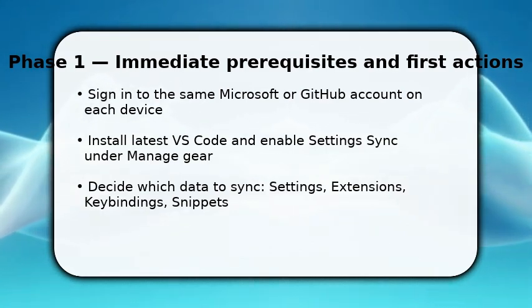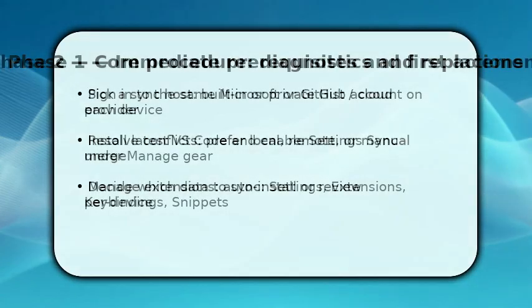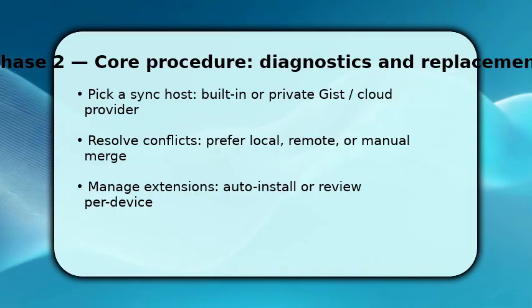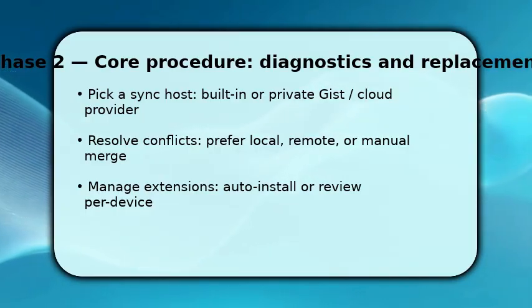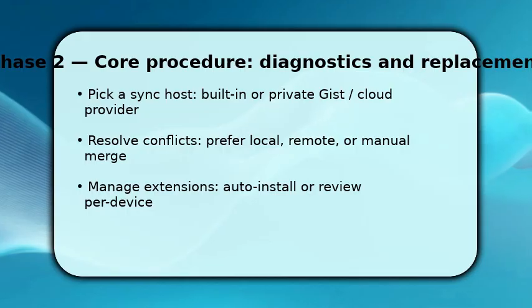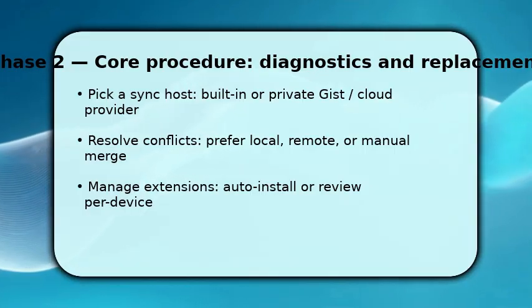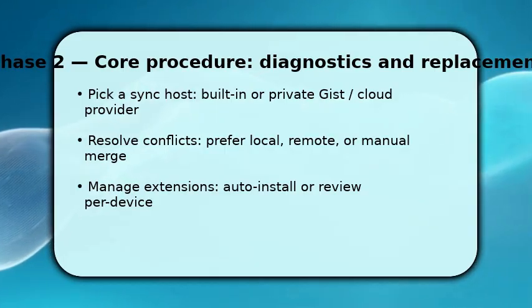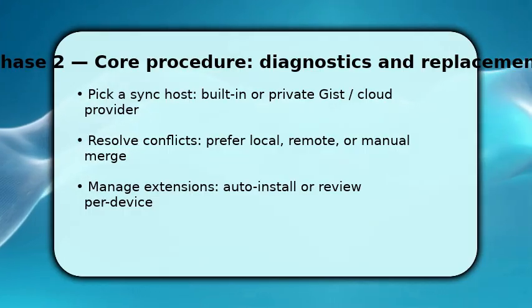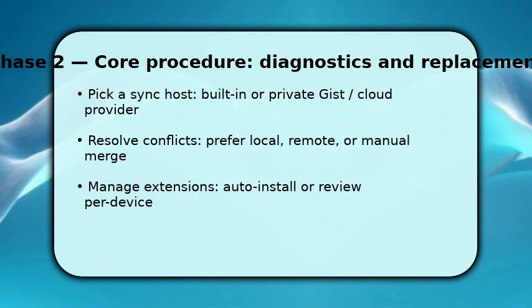Once signed in, open the Settings Sync Preferences to configure details. Choose your sync host. Use the built-in cloud or a private GitHub gist if you prefer control. Then set conflict resolution. Opt for remote, local, or prompt so you can merge deliberately. For extensions, decide whether to auto-install on new devices or review each extension. Auto-install saves time, while review prevents unwanted tools. Save these choices and wait. VS Code will reconcile and download the selection.